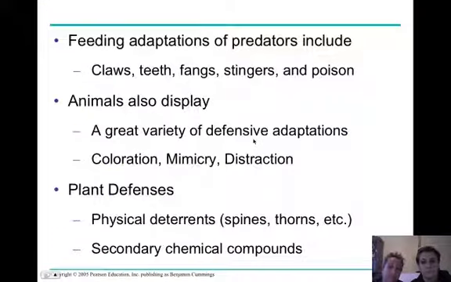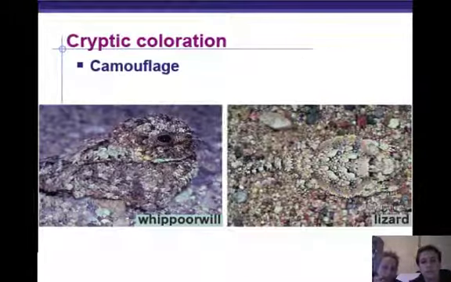All right, feeding adaptations for predators include claws, teeth, fangs, stingers, and poison. Animals also display a great variety of defensive adaptations, and we're going to go into these more in detail shortly. But coloration, mimicry, and distraction. Some plant defenses would include physical deterrents such as spines, thorns, other things like that, like we talked about toxins before, and then secondary chemical compounds.